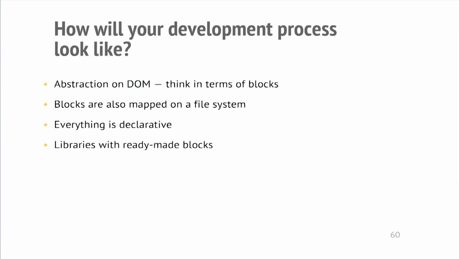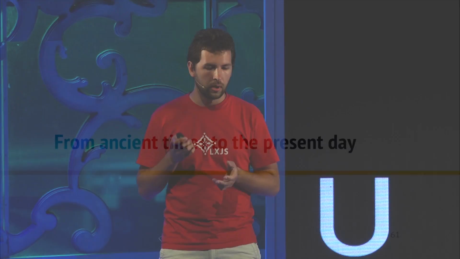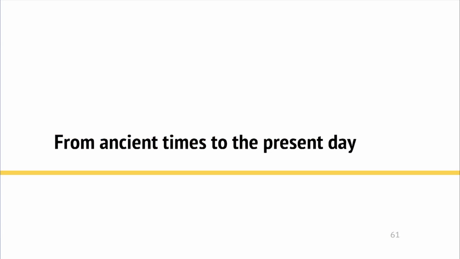And how will your development process look with BEM? You've got that abstraction to think in terms of blocks instead of divs and spans. You split it into different files on the file system to easily manipulate them, and everything is declarative. So now you can change anything you want, just where you want it, without interfering with the source code of libraries. So you can create these libraries to reuse. And now Yelena will tell you how we got there and what we have today.